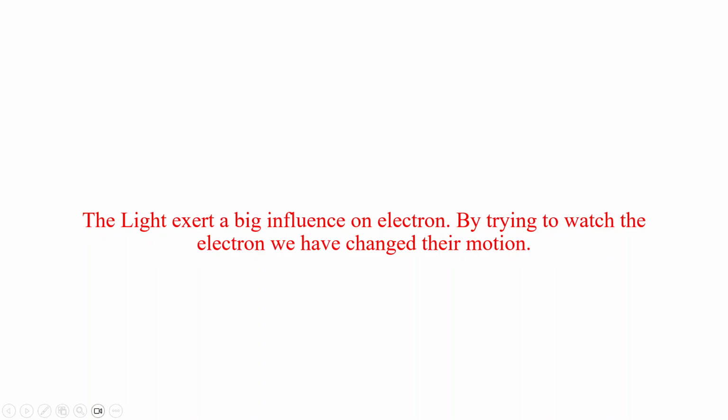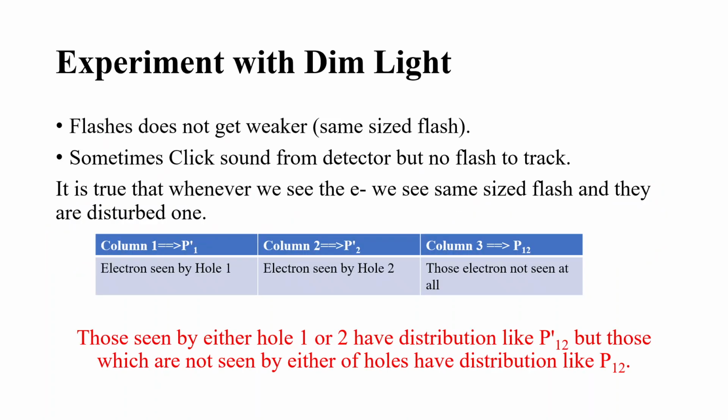So the light exerts a big influence on the electron. By trying to watch the electron, we have changed their motion. This is our takeaway from this experiment, what we can have as our result at the end. So the light exerts a big influence on the electron. By trying to watch the electron, we have changed their motion somehow.